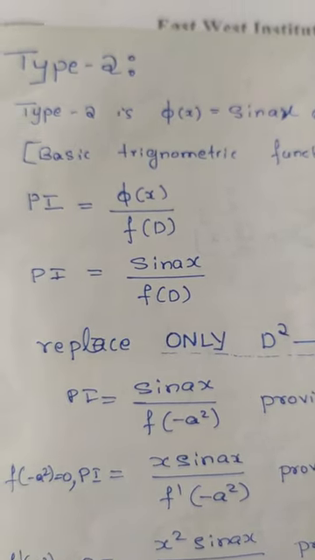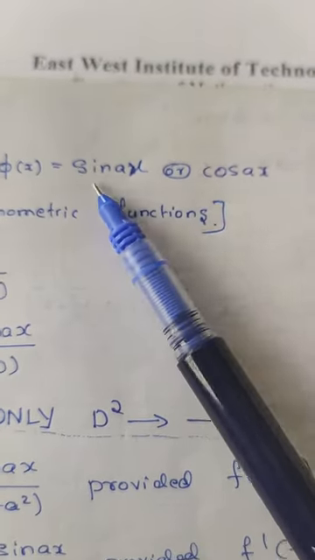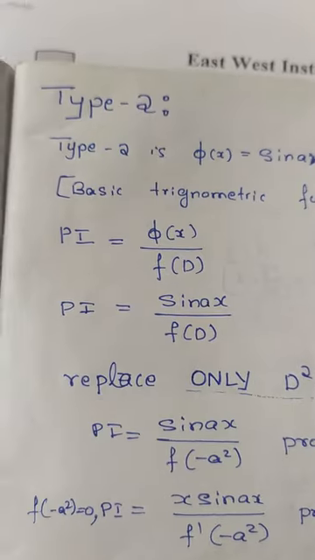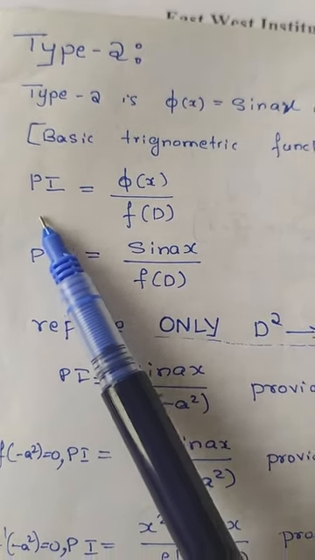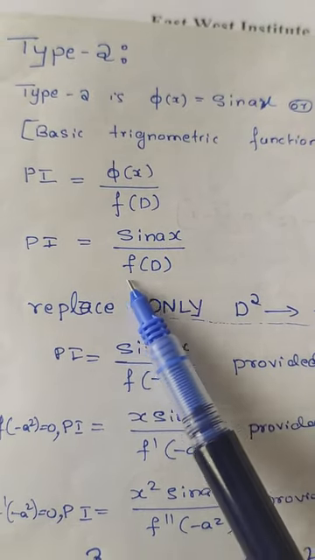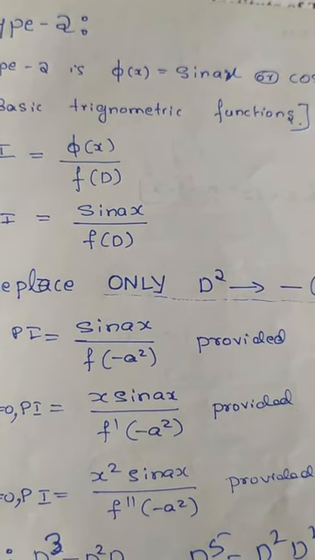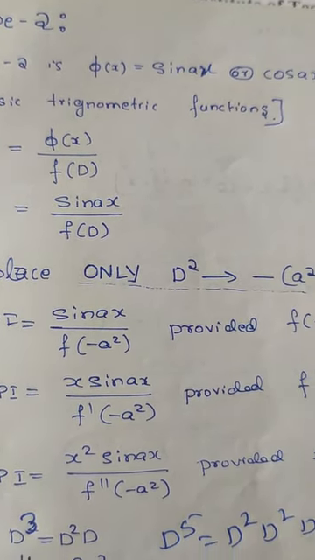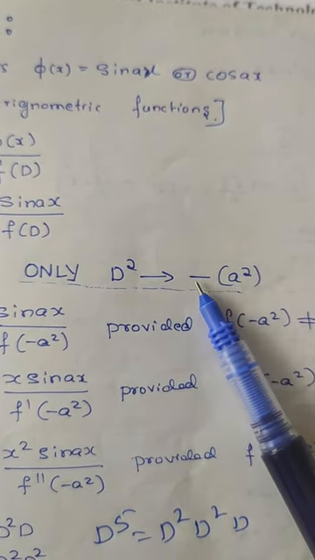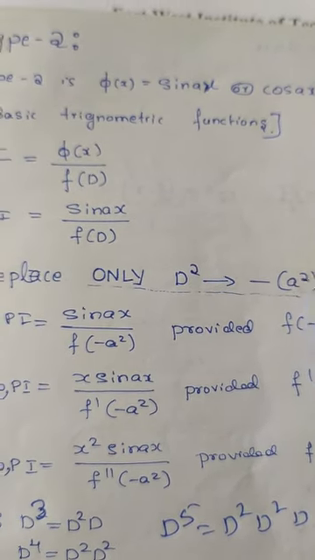Okay, today I am going to explain how to solve non-homogeneous linear differential equations for basic trigonometric functions, sin ax or cos ax. You know how to find PI, phi of x by f of D. Here I will take sin ax divided by a polynomial operator. While finding the PI in the case of trigonometric functions, you have to replace only the D square term by the negative quantity minus a square. Okay, minus a square, very important.